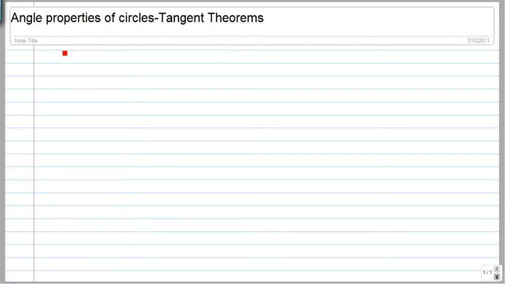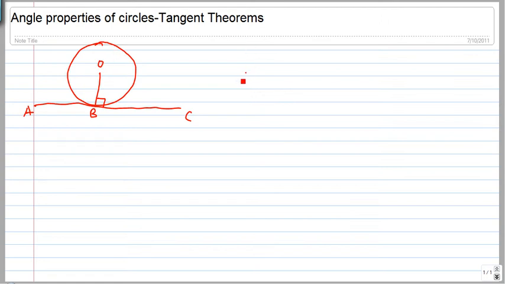Alright, so if we have a circle, and we have a line which is known as a tangent that touches the circle only at one point here, and this is the center of the circle. We say that this will be 90 degrees, where this is A, B, C, and this is O. So in this case, angle OBA is equal to angle OBC, which is equal to 90 degrees. And the abbreviation is tangent perpendicular.